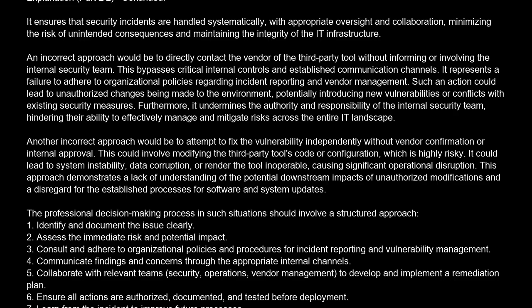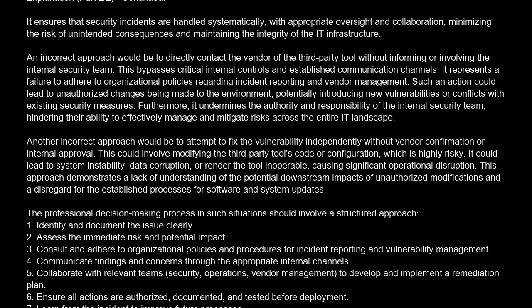An incorrect approach would be to directly contact the vendor of the third-party tool without informing or involving the internal security team. This bypasses critical internal controls and established communication channels. It represents a failure to adhere to organizational policies regarding incident reporting and vendor management. Such an action could lead to unauthorized changes being made to the environment, potentially introducing new vulnerabilities or conflicts with existing security measures. Furthermore, it undermines the authority and responsibility of the internal security team, hindering their ability to effectively manage and mitigate risks across the entire IT landscape.